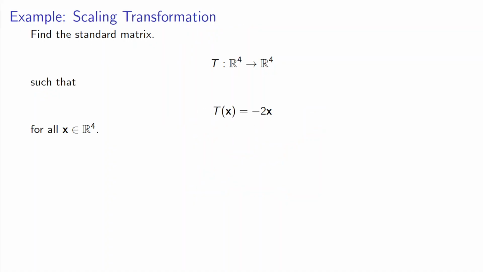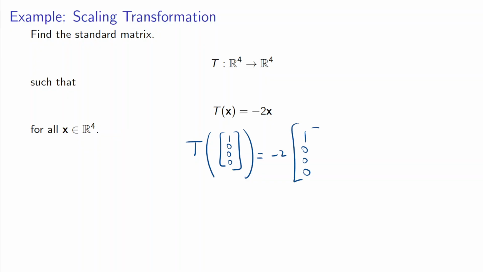Next one here, suppose T goes from R4 to R4 such that T of x equals negative 2x for all x in R4. So we want to find the matrix for this transformation. We just need to know where T takes those standard basis vectors. So T of, for example, E1, which is 1, 0, 0, 0 in this case, is going to be negative 2 times 1, 0, 0, 0, which is just going to be negative 2, 0, 0, 0.